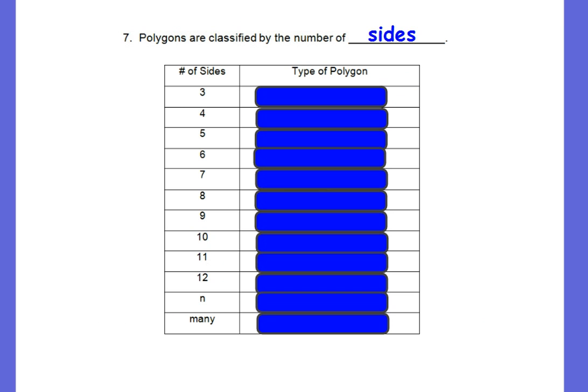Okay. We classify polygons by the number of sides that it has. So for instance, if a polygon has 3 sides, we call that a triangle, as you guys know. I would like for you to pause this and fill out as many of these as you can. Let's see how much you remember. So pause. I'm going to go ahead and fill them out.